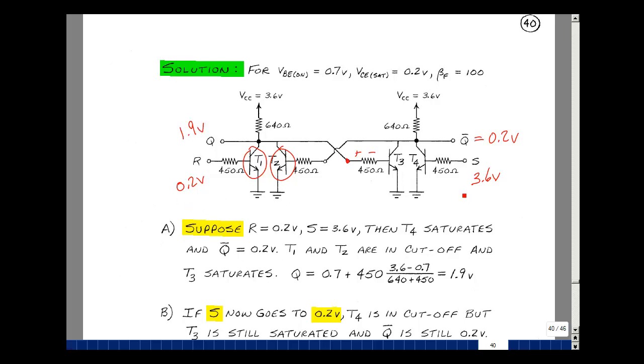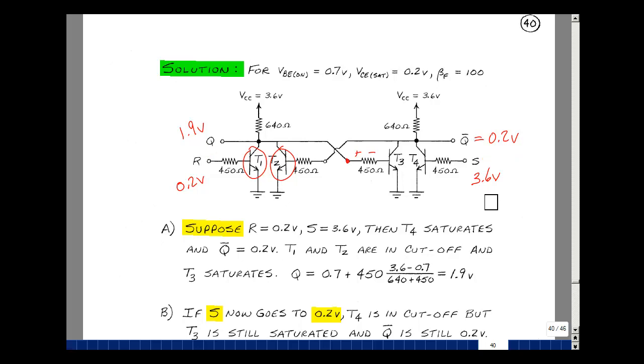Logical 0, logical 1. Reset is 0, set is equal to 1. Q bar goes high. Anything bigger than 0.9 volts is logical 1. This is logical 0, the complement of it. We put a signal on the set line, we set Q high, and set Q bar low.